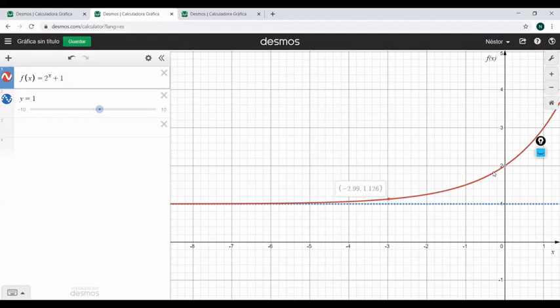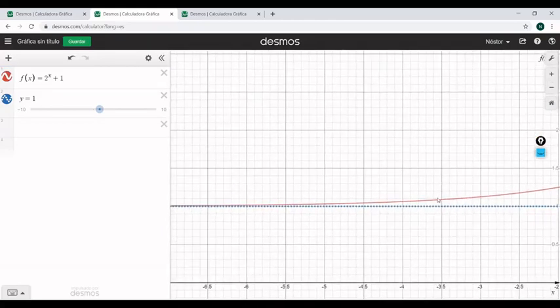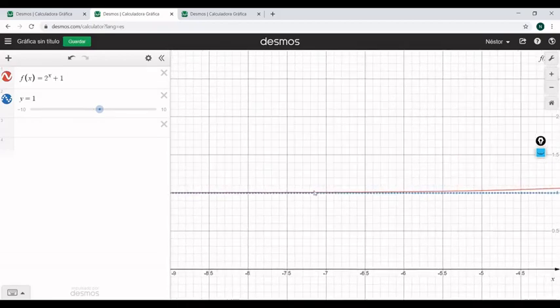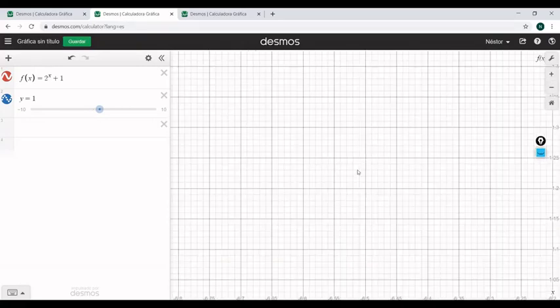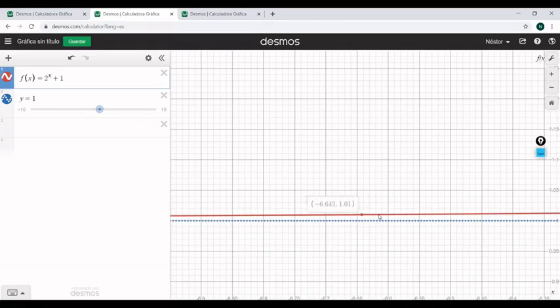Right now x is minus 3 and f of x is 1.12. Right now x is minus 4, f of x is 1.06. Right now x is minus 5 and f of x is 1.03. And as you can see, if I perform this more and more, as x approaches minus infinity, f of x will approach 1. You see? But it will never really be 1. You see?